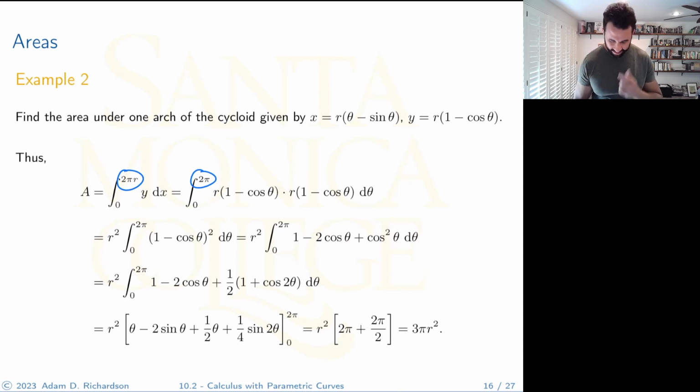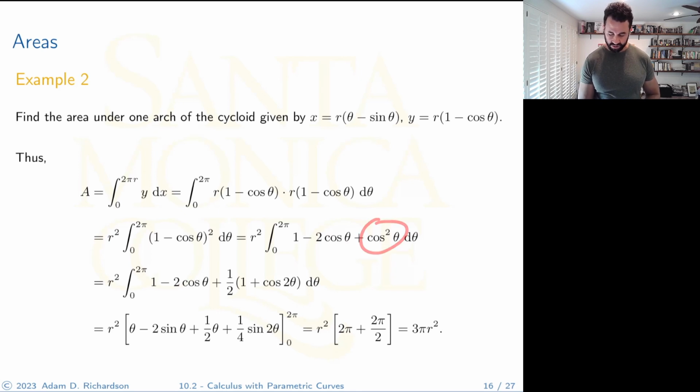All right, here we go. After doing our substitutions, this is what our integral looks like. Now we can simplify things a little bit. Remember, r is a constant. We've got two factors of r, so we can pull out an r squared. And then we end up with 1 minus cosine theta squared. Now you're going to just FOIL everything out, distribute, and you get this trinomial here.